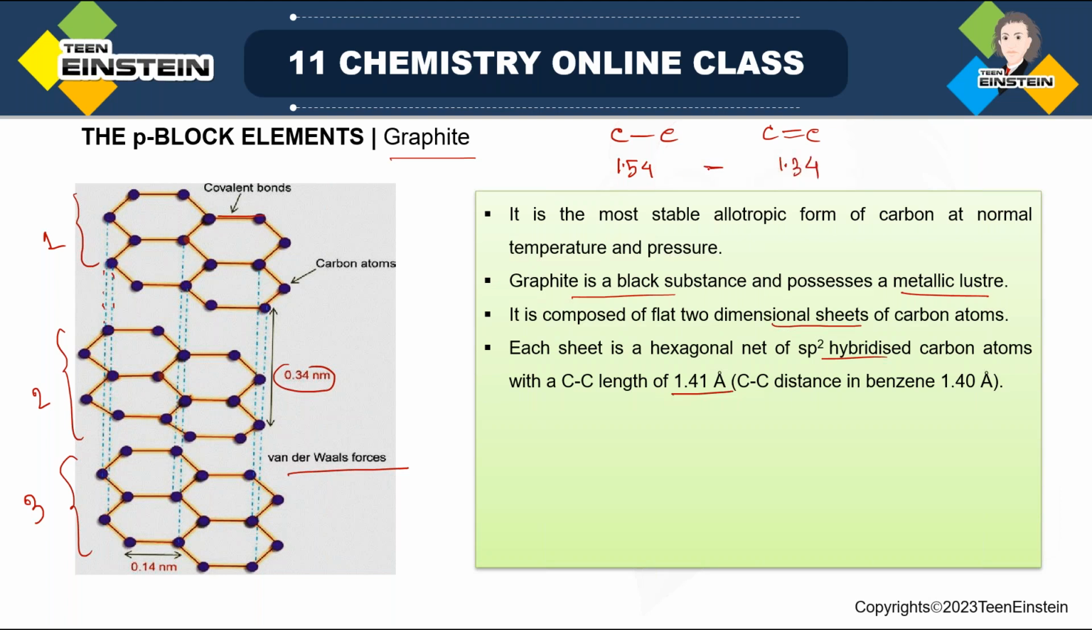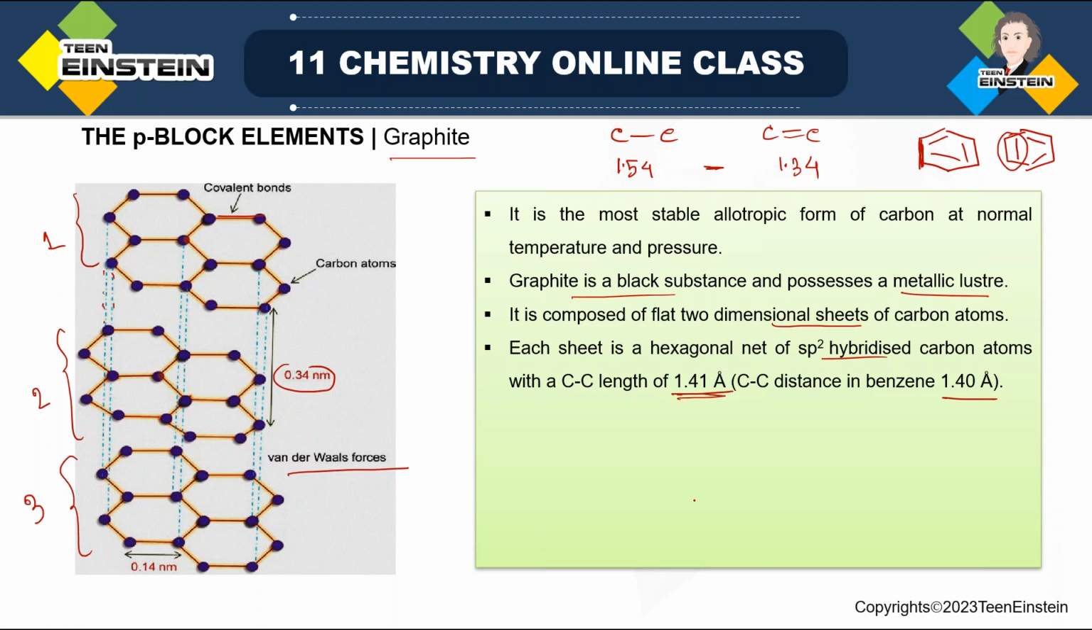But when you have a value in between, that means there is an intermediate nature. It is not completely a double bond, it is not completely a single bond. And that type of bond we see in benzene, because in benzene there is delocalization. At one time this bond is a single bond. Then if you consider another structure, now it becomes a double bond. So that is why it has an intermediate bond distance. In benzene, the C-C distance is 1.4. Now look at the value for graphite, it is 1.41. That means you cannot say it is completely a single bond or completely a double bond.